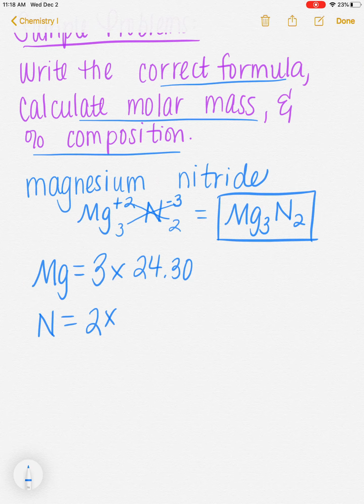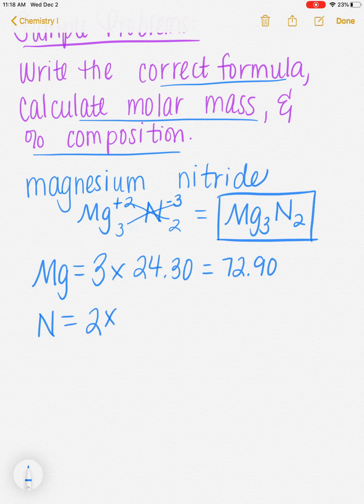So we would take 3 times 24.30 to find what the mass of magnesium is. I have that 3 times 24.30 works out to be 72.90.